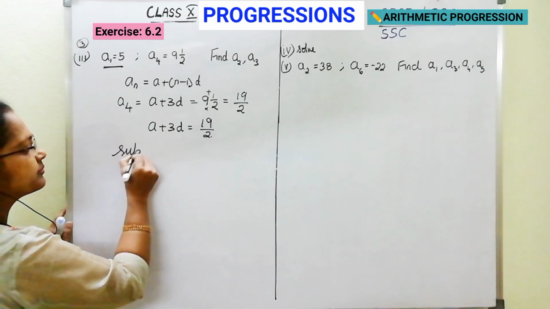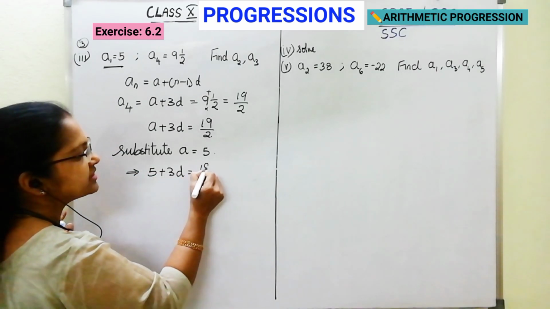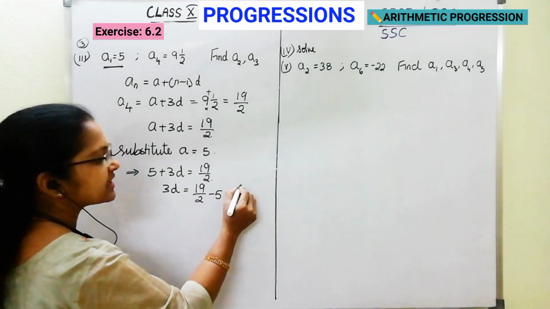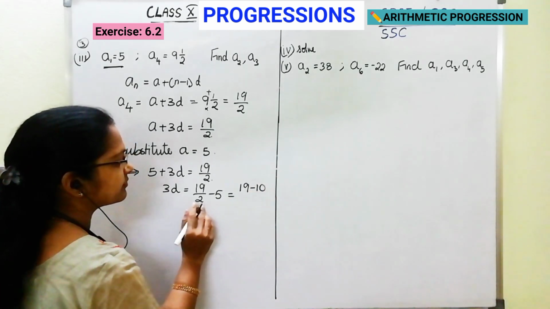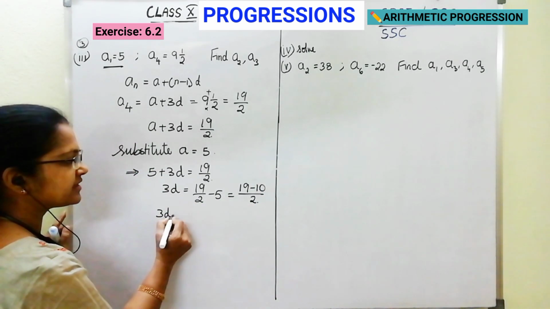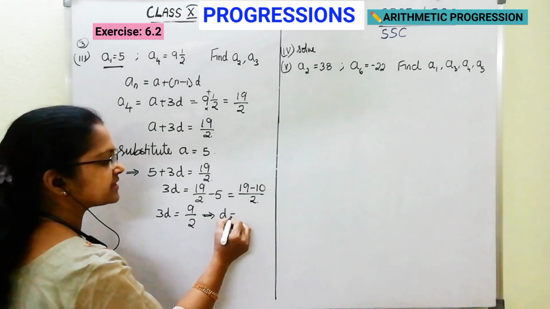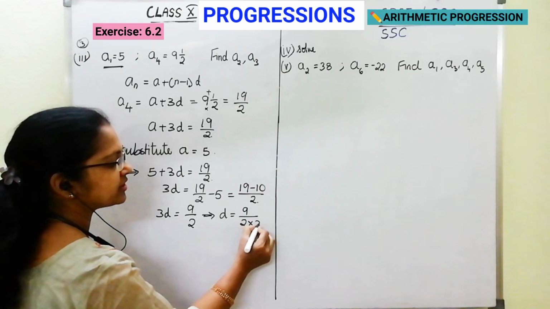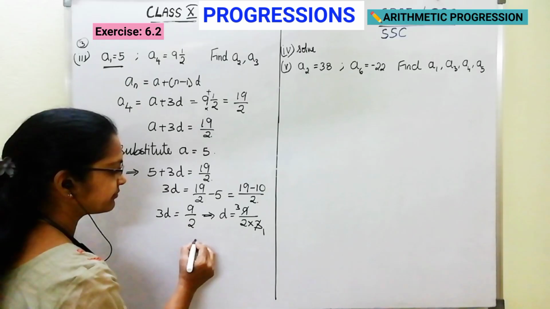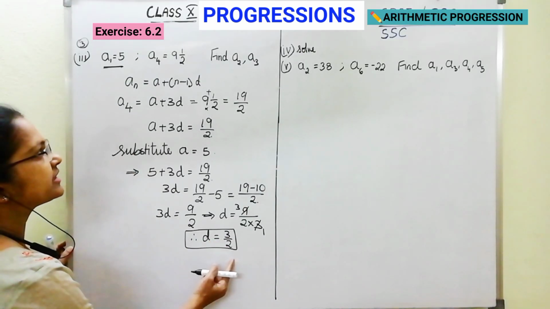Now substitute A is equal to 5. So 5 plus 3D is equal to 19 by 2. 3D is equal to 19 by 2 minus 5. It is 19 minus 10, 2 5s are 10, by 2. So 3D is equal to 9 by 2, which means D is equal to 9 by 2 into 1 by 3, because multiplication becomes division. 3 1s are 3, 3 3s are 9. Therefore D value is equal to 3 by 2.